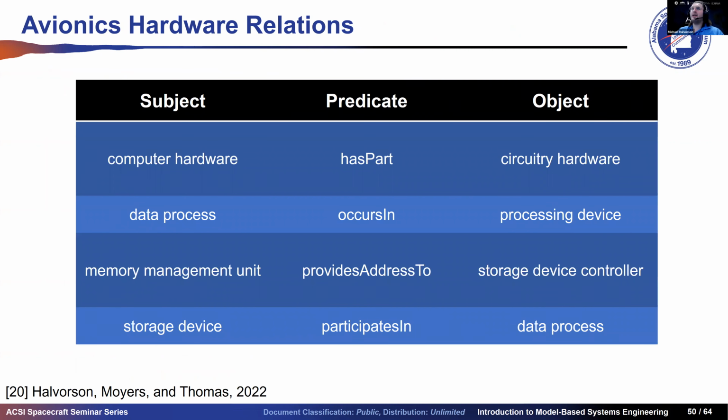This is what those relationships, those predicates might look like in the ontology. So computer hardware has part circuitry hardware. Cool. Data process occurs in processing device. It's supposed to sound like a phrase, something a person can understand. Storage device participates in data process. So if I say that I have a storage device, or I say that I have a data process, I have queried the ontology with one or more subjects and objects. It pulls in the other subject and object based on this predicate. Okay?